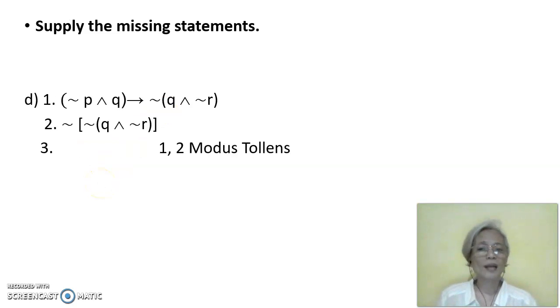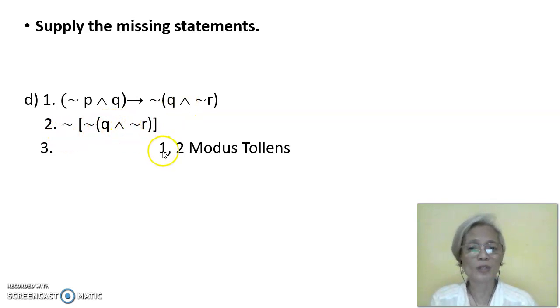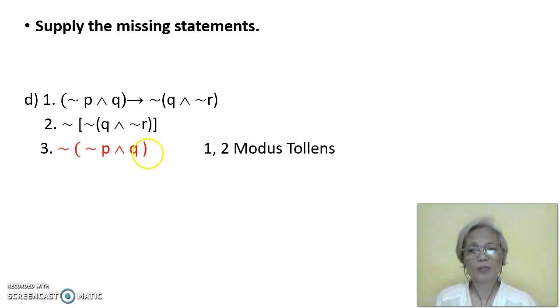Next, we are asked to apply modus tollens on not P and Q implies not Q and not R. We have not Q and not R. So remember the formula for modus tollens: you have P implies Q, not Q, and therefore the answer should be not P. So what is not P in this particular example? Because this whole thing is our P, this is our Q, and then we have not Q, therefore this is our not P.